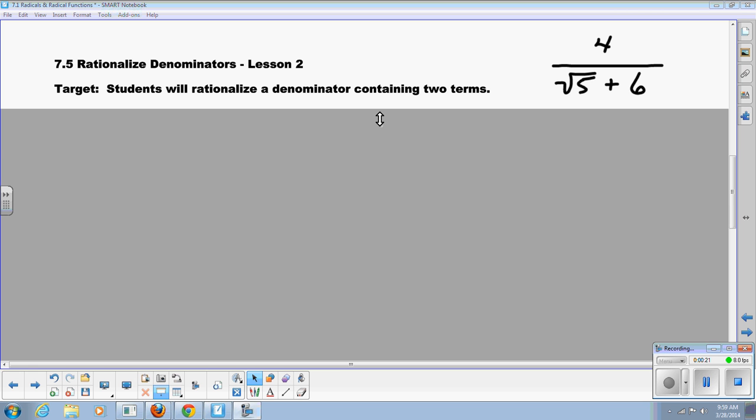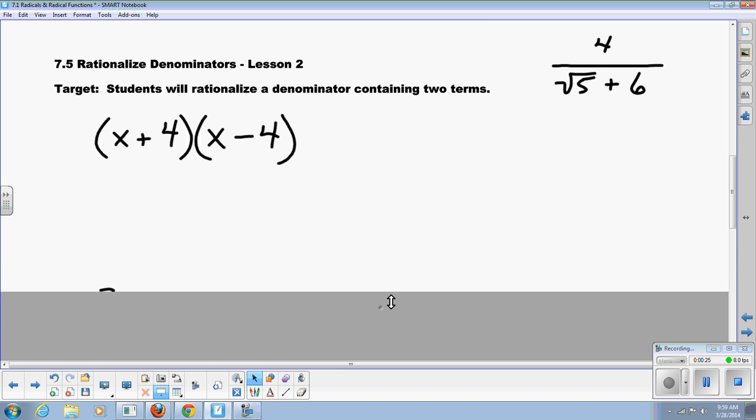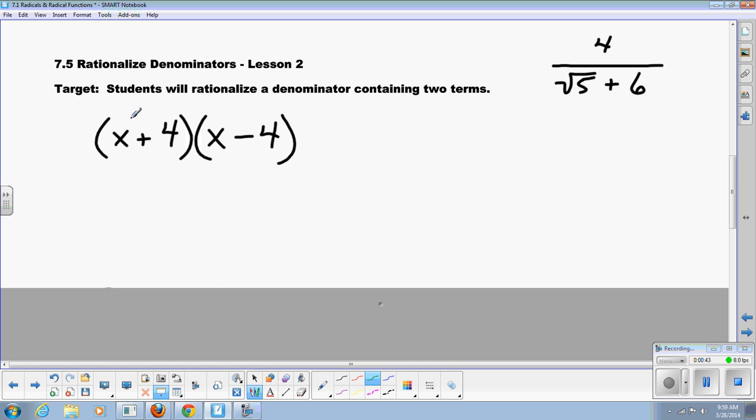Before I do that, we have to review a concept that we worked with back in chapter 5, when we would FOIL or distribute and multiply the product of a sum and a difference, because it had a special pattern for us. If you remember, the answers only gave us two terms. When I multiplied here, I would distribute x times x, and then x times minus 4, and then I had a plus 4x, and then I had a minus 16.